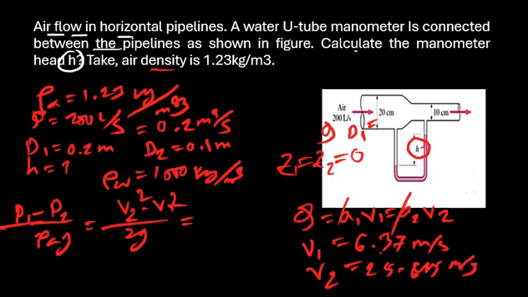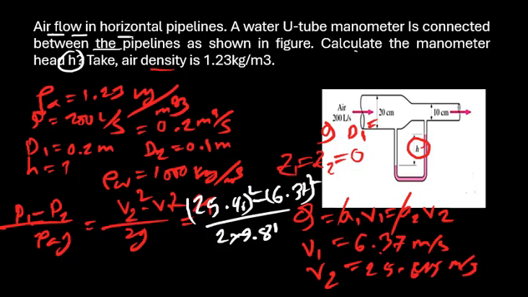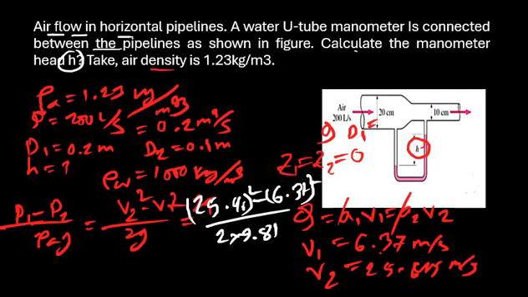There is no difference in distance or height. The reference axis is the same, situated along this line. Okay, V2 and V1: 25.46 squared minus 6.37 squared, divided by 2 times 9.81. After putting in all the values, we will get the value.